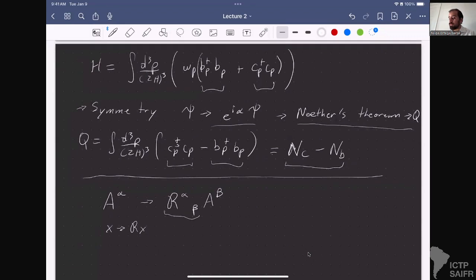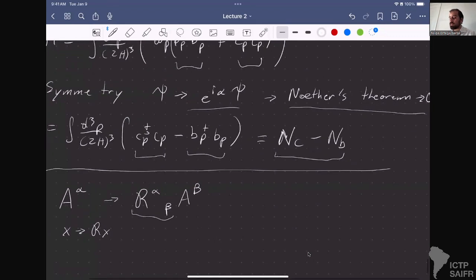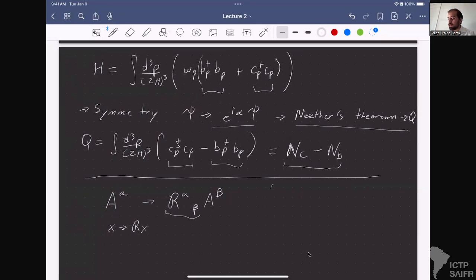So far our fields transform trivially, so they are scalars. But then you have fermions, in particular spinors, so not fermions, let me call them spinors. The angular momentum or the spin of scalars is 0, the spin of spinors is 1/2. You can have vectors where the spin is equal to 1.